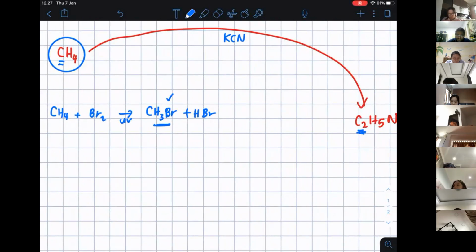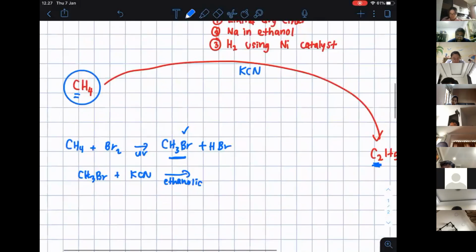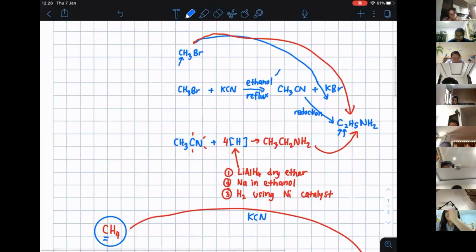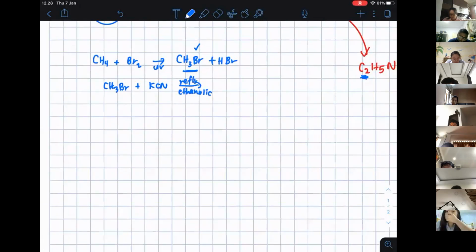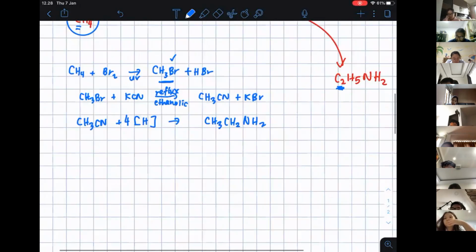If I have 2 carbons, the first thing that you need to do is to react this CH3Br that you get with KCN. Just follow what we have learned earlier. This KCN must be ethanolic, and it must be reflux: ethanol and then reflux. So you do that reaction and you are going to get CH3CN plus KBr. After you get that CH3CN, you do the reduction. When you do this reduction, you are going to get CH3CH2NH2. So you need 4 H, and you will get what you want.